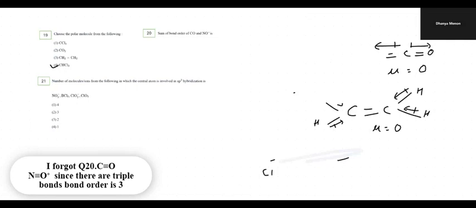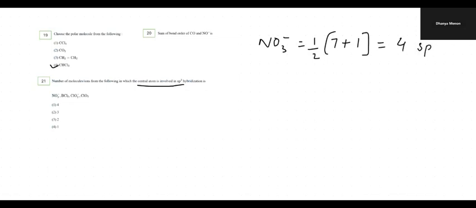In the 21st, you have to check the hybridization. Which of the following has the central atom involved in sp3 hybridization? Over here, the first one is NO3 minus: half of 7 electrons in the outermost valence shell, plus there's a positive charge, so I have to add them. So I have 8 by 2, which is equal to 4. That means it is sp3 hybridized.